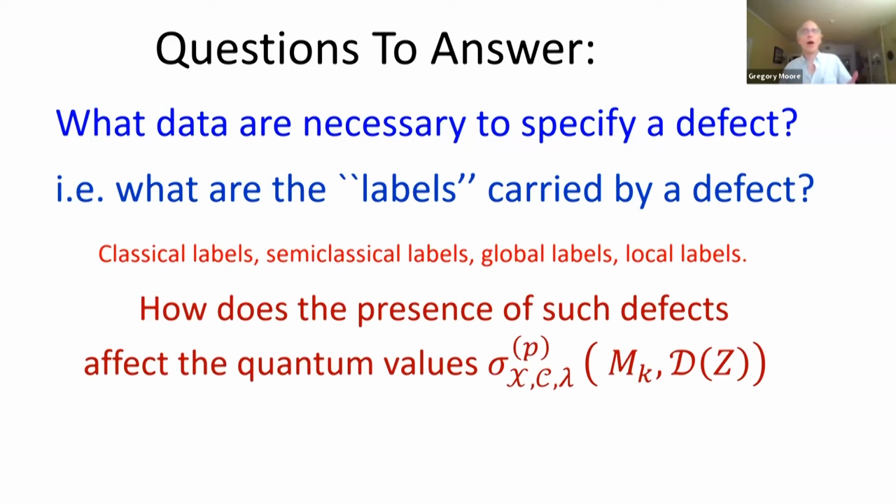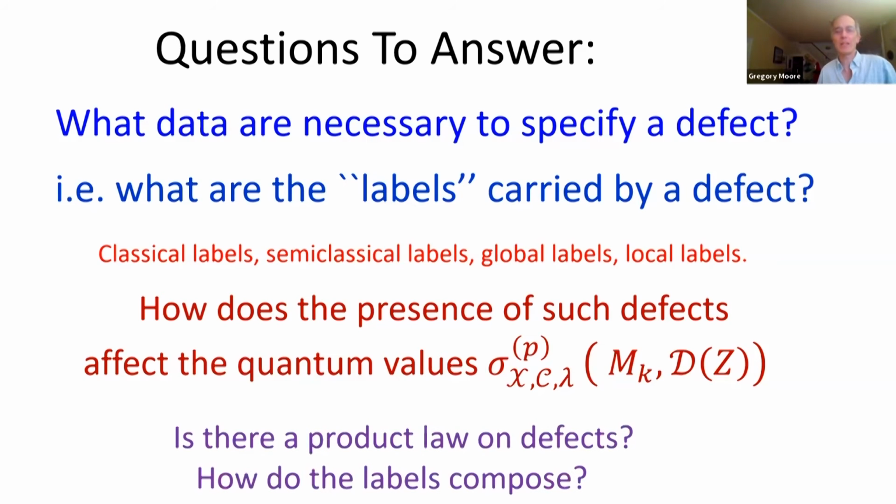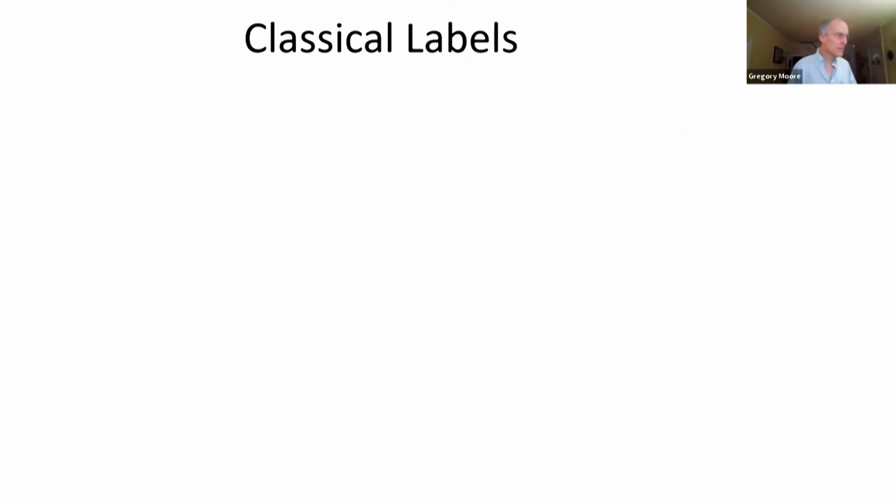Then once we know how to describe a defect, the next thing we would want to know is how the presence of such defects affects the quantum values of these theories on various manifolds. So let D of Z be one of these defects. If we have a manifold and a defect, how is the partition function, the state space, and so on affected? Now, sometimes there's a product law on defects, and we would like to know how to describe this product law. So let me begin with the classical labels.